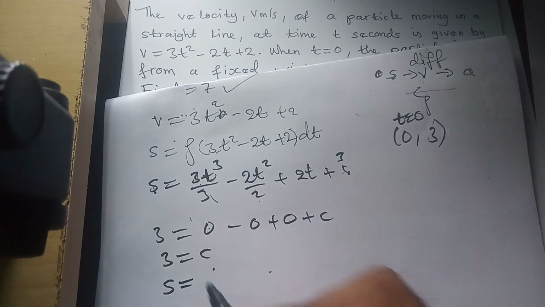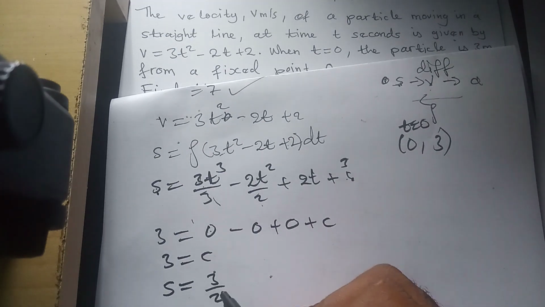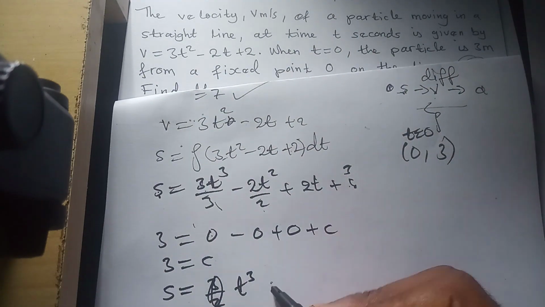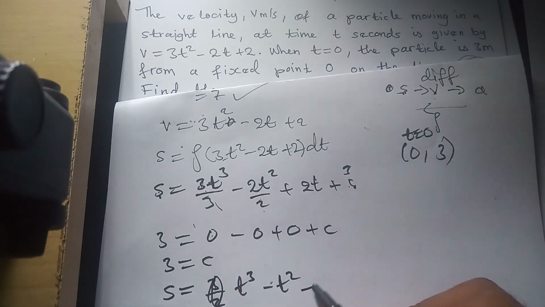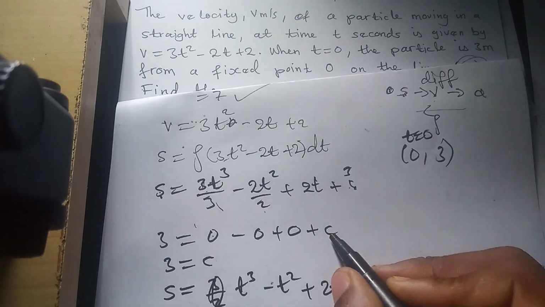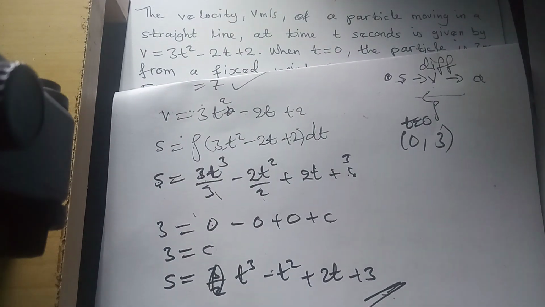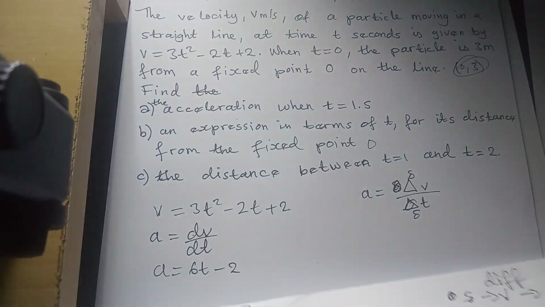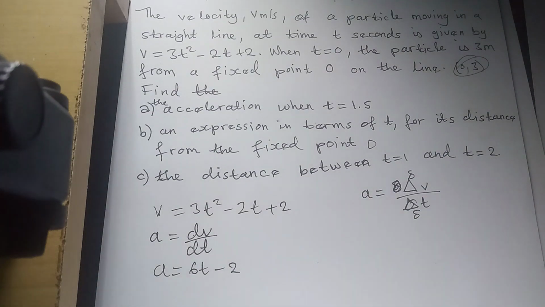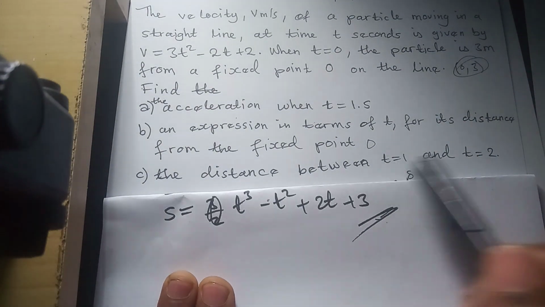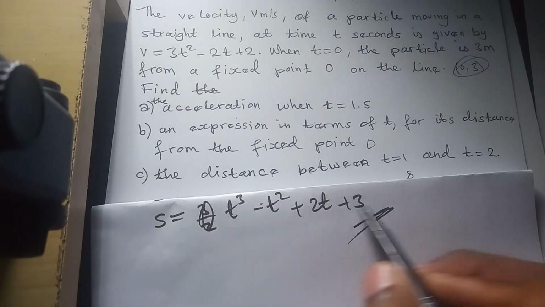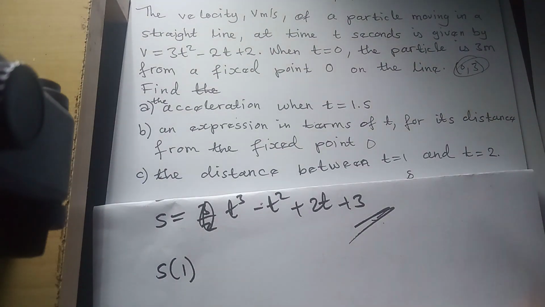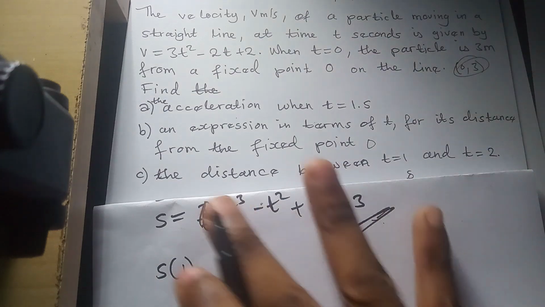So that means our s is given by 3 over 3 is still 3, so we have t to the power 3. 2 over 2 is still 2, so we have t squared plus 2t, and then plus our c, which is a 3. So this is the expression in terms of t which they are looking for. And then on part c, we want to find the distance between t equals 1 and t equals 2. So we have the distance formula here. We can simply find our s of 1 and s of 2 and then find the difference between the two.